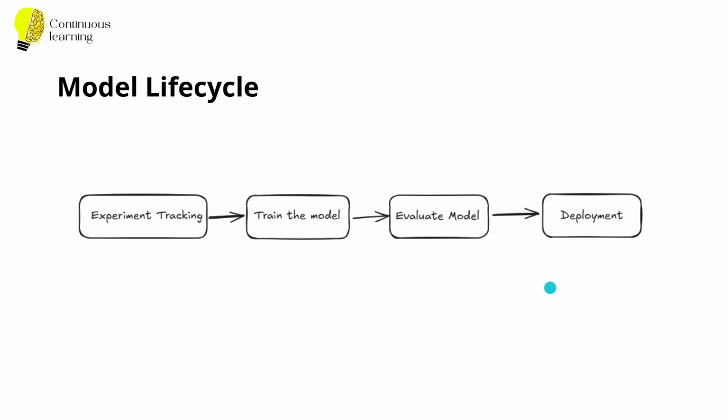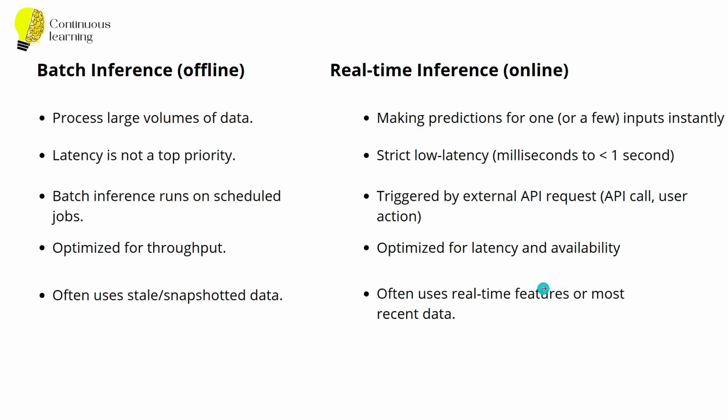And when we are talking about deployment, we are talking about making the model available for use. If we're going to talk about deployment, we need to talk about model inference, right? So there are two types of inference, or at least the most common cases are batch inference, sometimes called offline, and real-time inference, other times called online inference. So here in this slide, I have some differences between these two approaches.